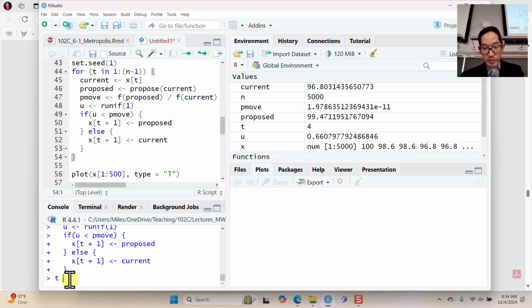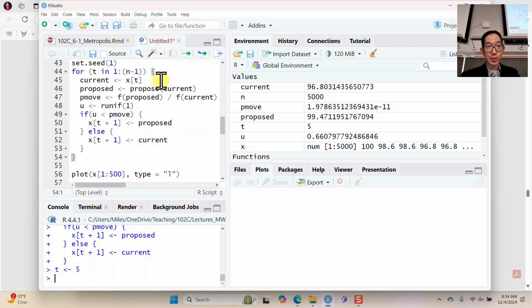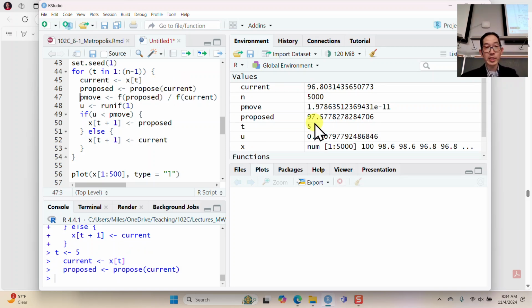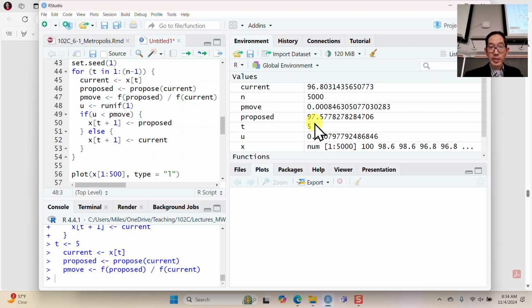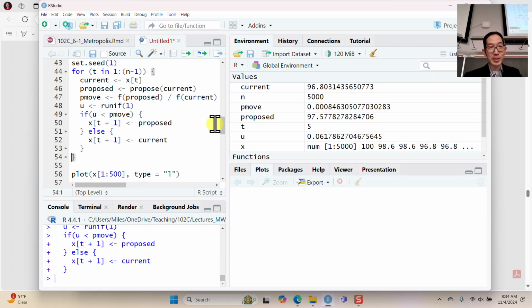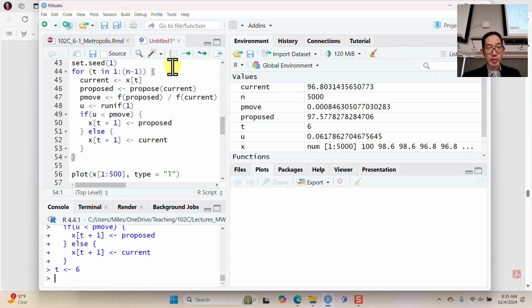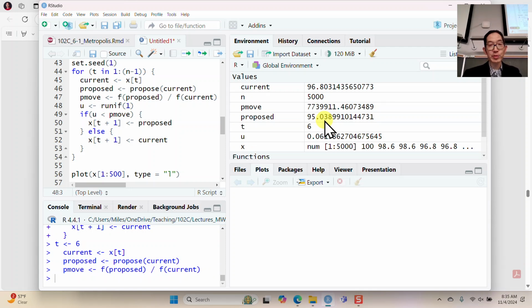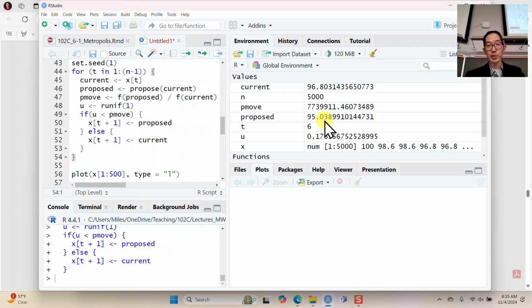Then t at time 5, and so on and so forth. I'm currently at 96.8 and I propose 97.57, which is still farther away. Should I move there? It says probably not, 0.0008, so we don't go there. We keep trying this out. Here I propose 95.03. Should I go to 95.03? It says definitely go to 95.03.